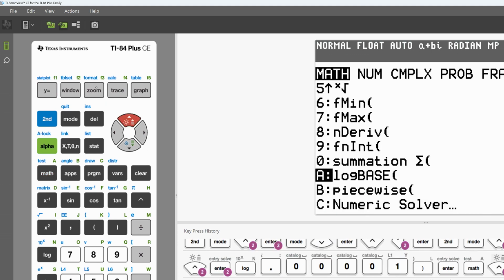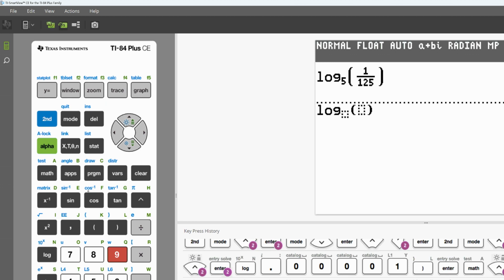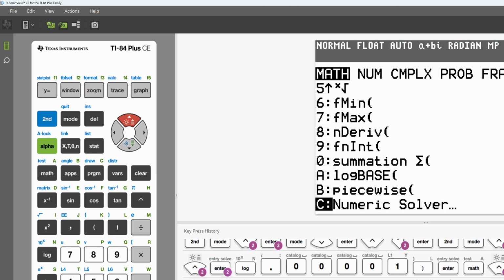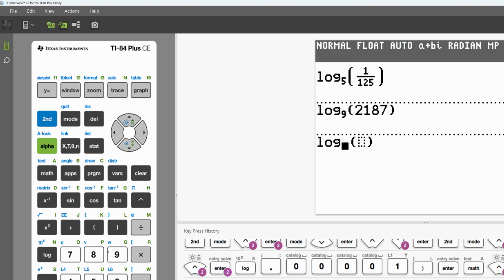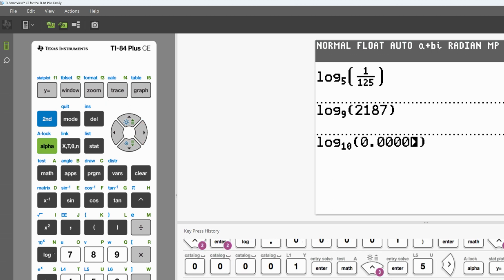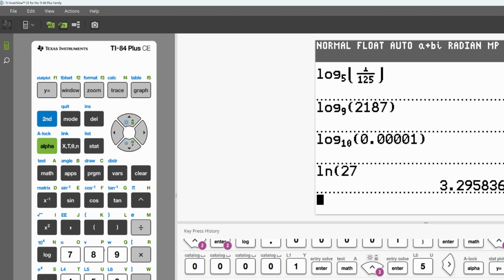We can go math, log base 9 of 2187, 3.5. Math, log base 10 of 0.0001234, 4 zeros and a 1, we get -5. Now the natural log is nice because we can just use the natural log button, because the next one's the natural log of 27.